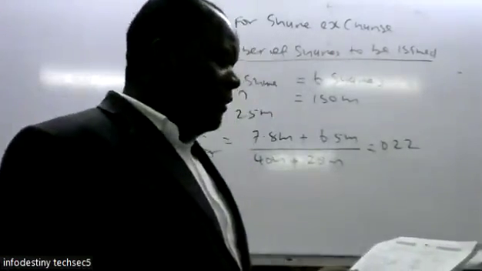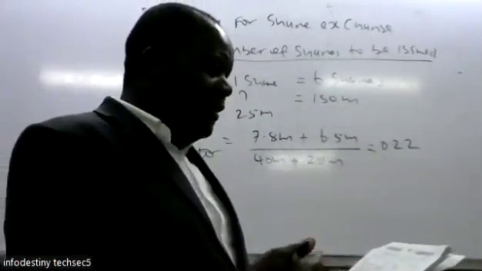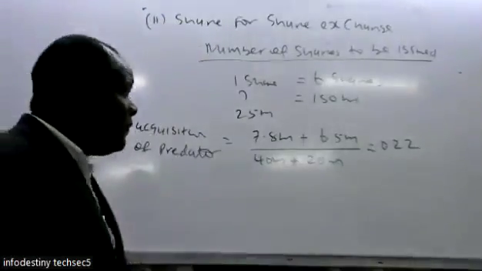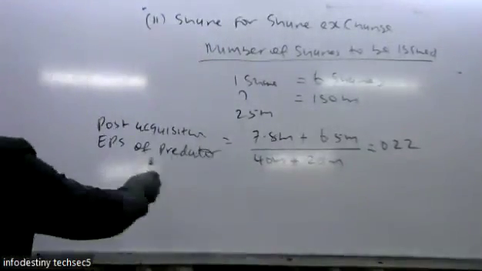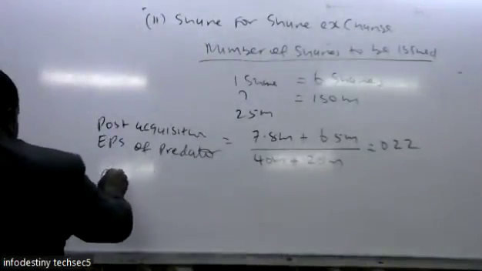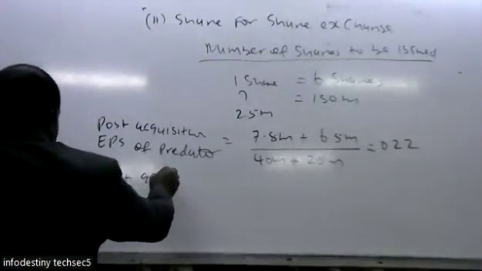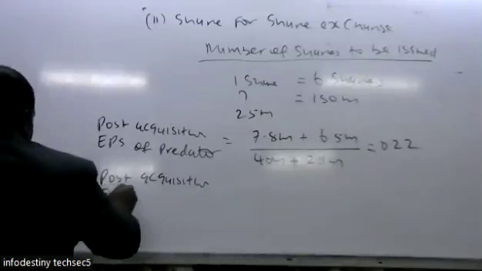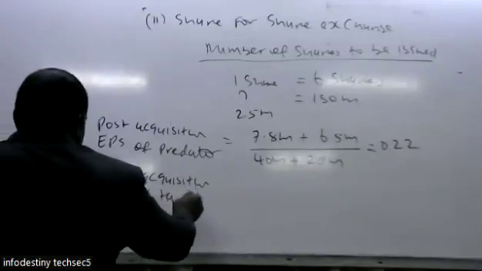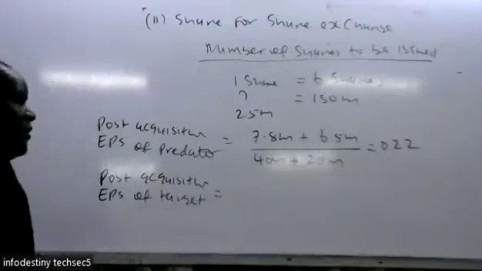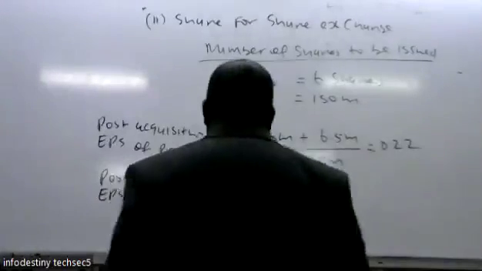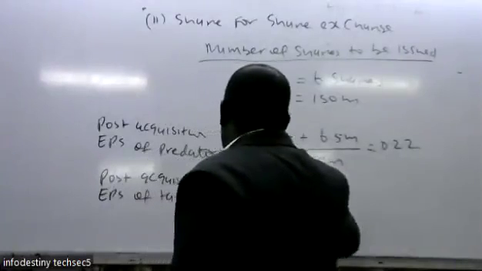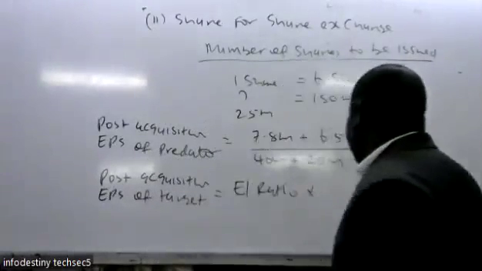They did not specify which one, they just said post-merger earning per share. So we can also calculate the one for the target, just in case. This one is for the predator. For the target, you simply take the exchange ratio multiplied by the one for the predator.